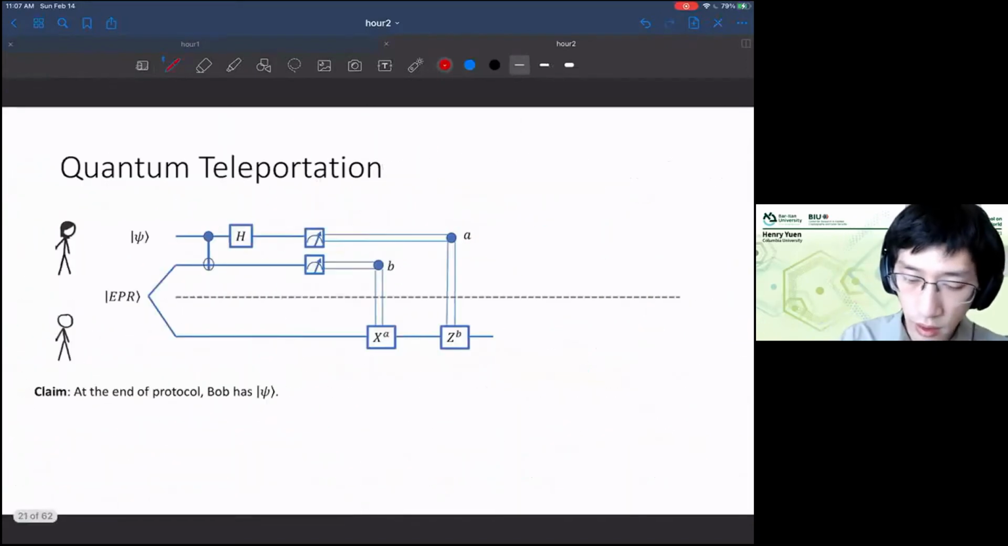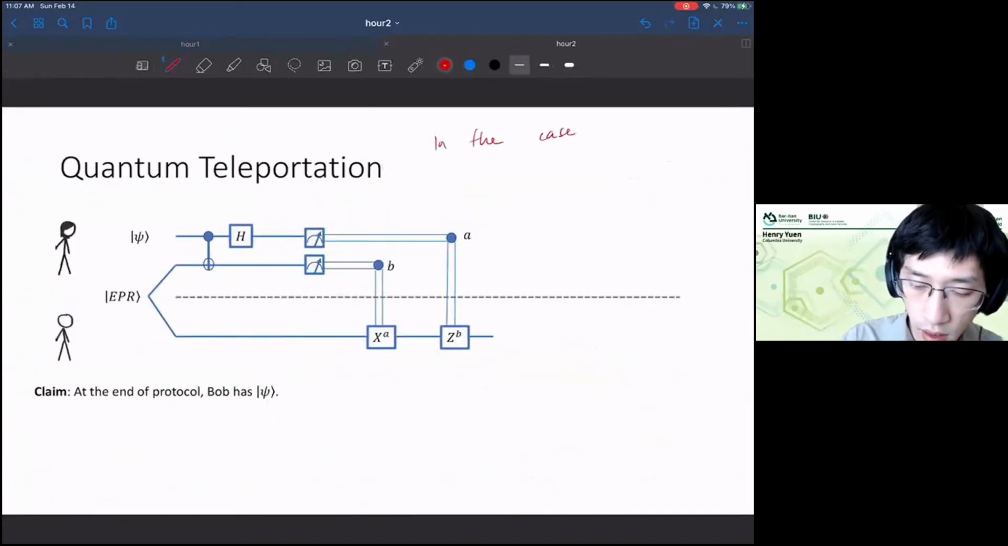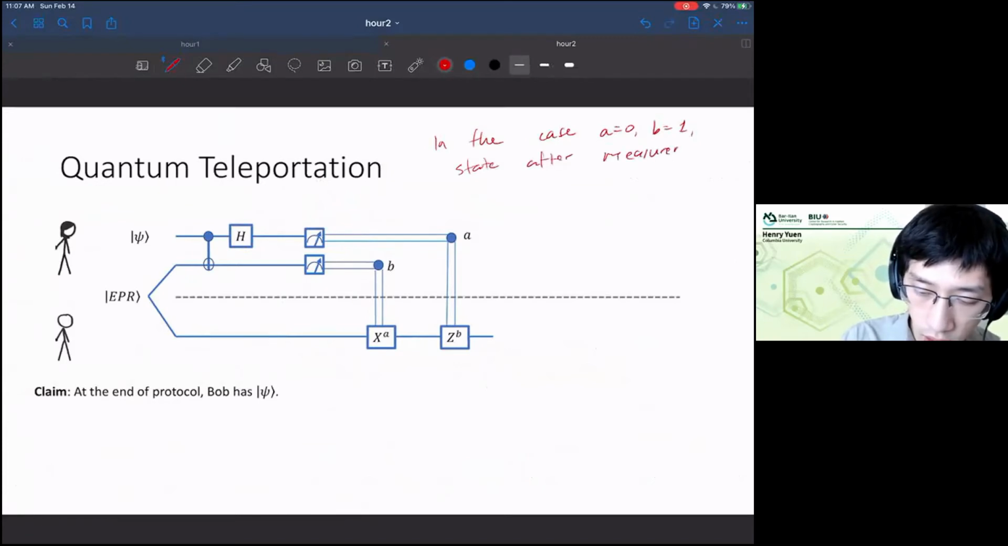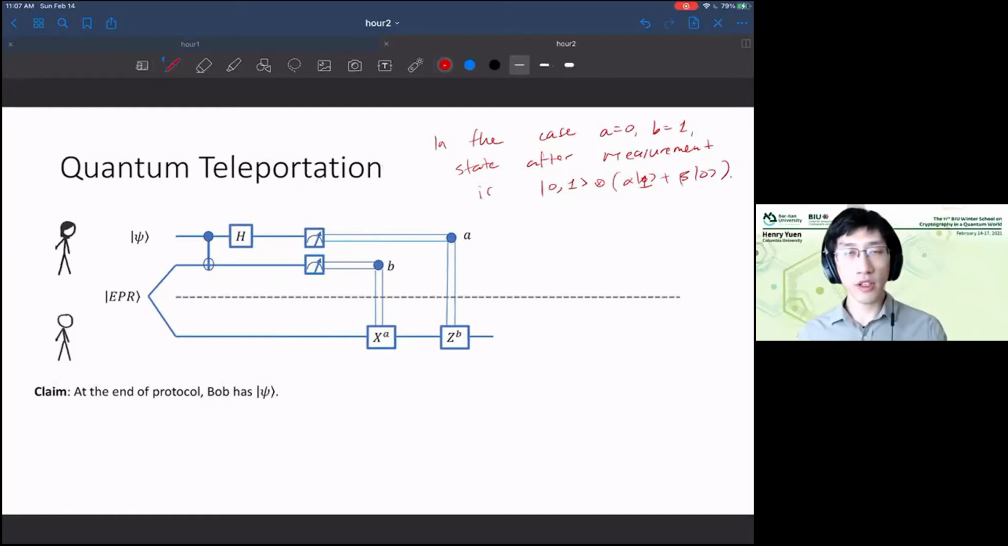All right, so in the case A equals 0, B equals 1, the state after the measurement is 0, comma 1, tensor alpha 1 plus beta 0. And this looks almost correct. Bob has almost the correct qubit, except the alpha and beta are switched, right? The alpha should be with the 0 state and the beta should be with the 1 state. And that's why he needs to do these corrections.